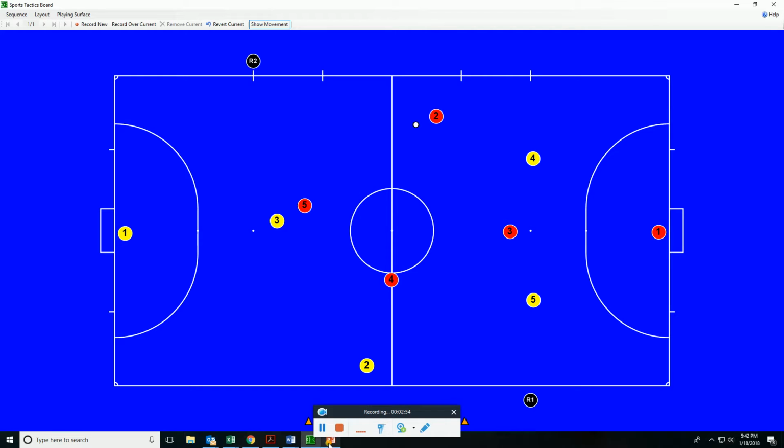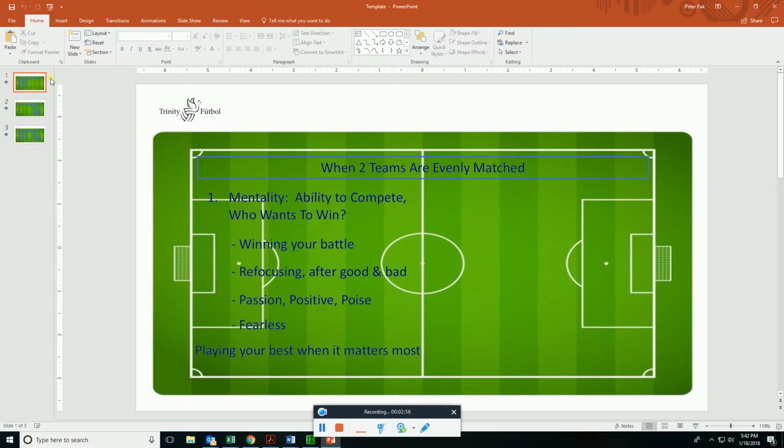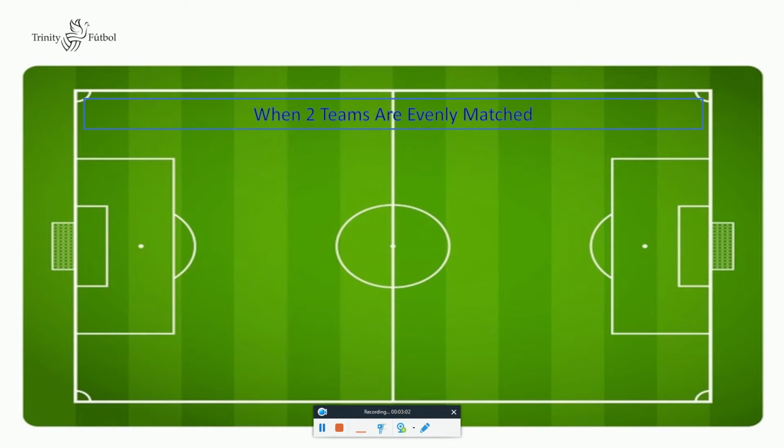The next thing I want to talk about here is how we think about competing and how we think about a match when it's tight. A lot of people can play well when it's easy. It's how do we respond when things are tight. And so the image I want to give you is when 2 teams are evenly matched, what happens and how do we win? The first thing is a mentality.